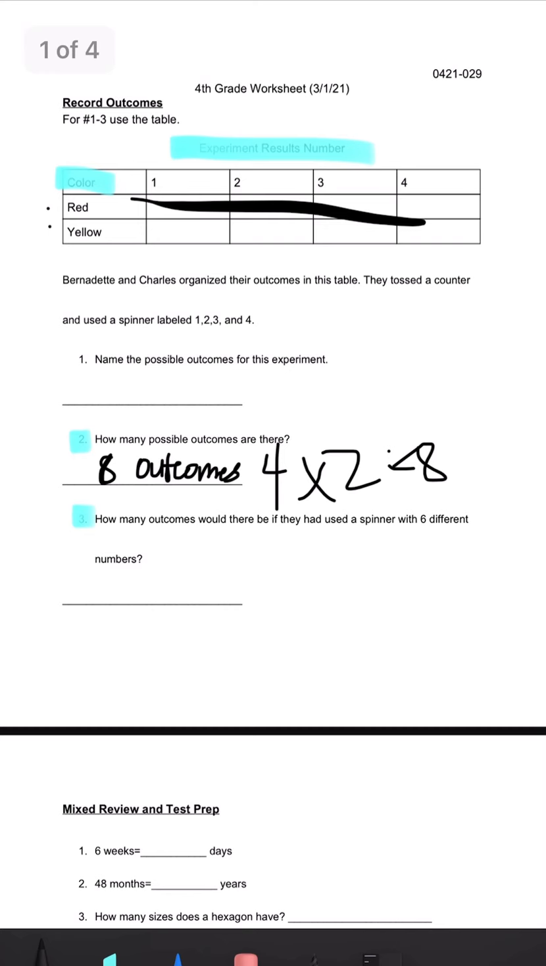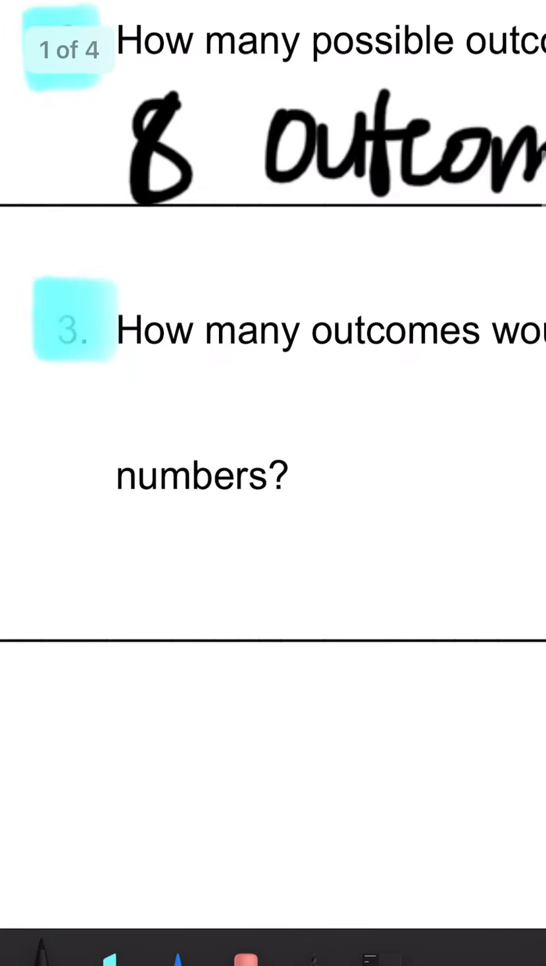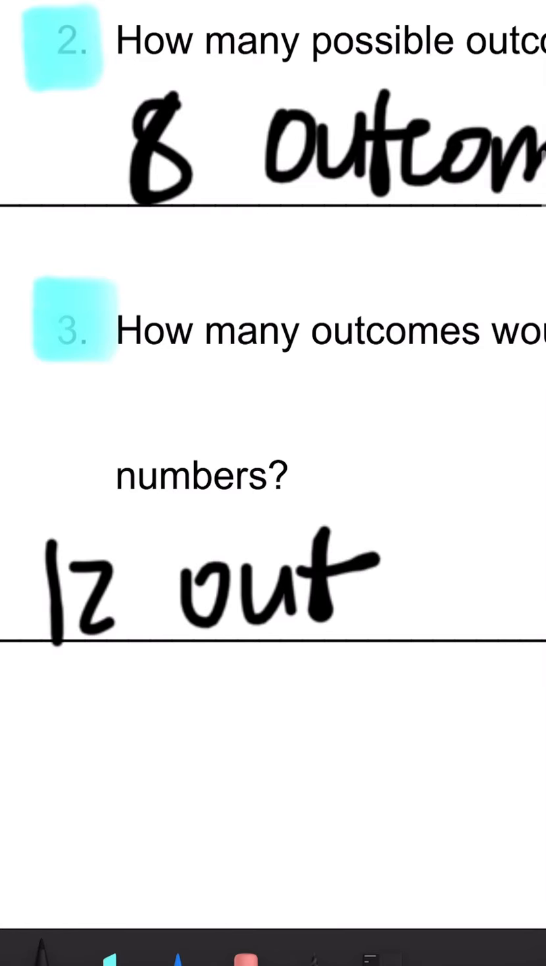And for number 3, it asks how many outcomes would there be if they had used a spinner with 6 different numbers. So this is the same thing except they changed it to 6 different numbers instead of 4. Same concept, we'll be doing 6 times 2 instead and we get 12. Put 12 outcomes.